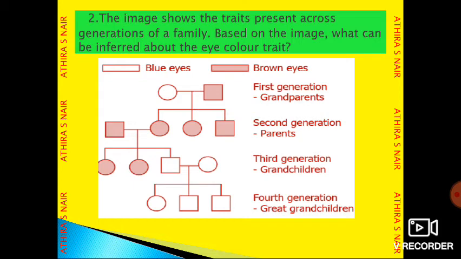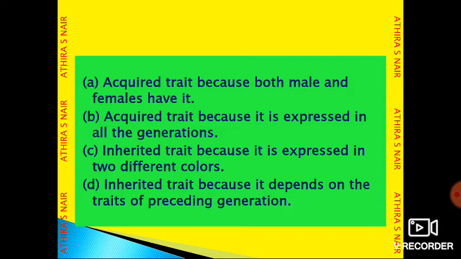The options are: acquired trait because both male and females have it. Option B, acquired trait because it is expressed in all the generations. Option C, inherited trait because it is expressed in 2 different colors. Option D, inherited trait because it depends on the traits of the preceding generation. What is the answer? Yes, here the answer is option D, inherited trait.